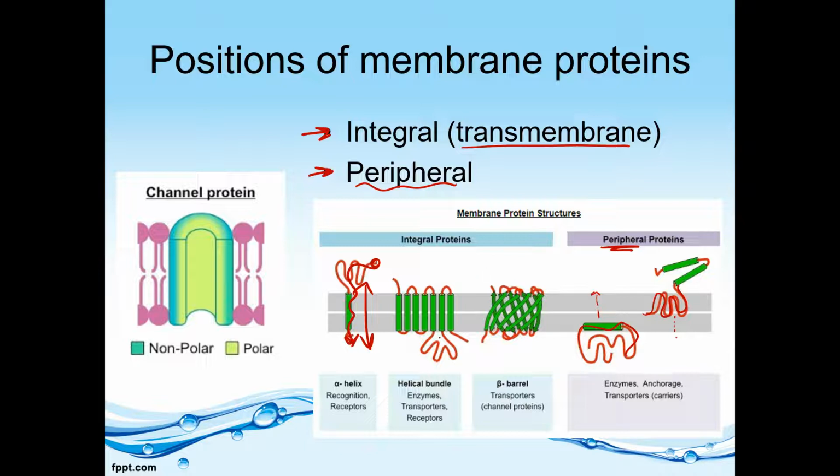One of the cool things about our integral proteins especially is that some of them act as channel proteins, and this is for passive transport. So we know that our fatty acid tails here in the middle are hydrophobic, which means that things that are polar or have a charge, like ions, cannot get through here. They will be repelled by these hydrophobic interactions amongst the fatty acid tails.